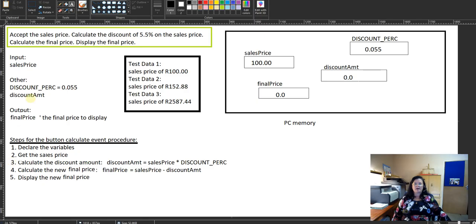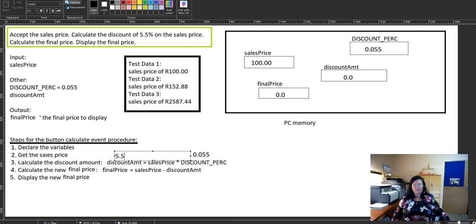Step number 3, calculate the discount amount. So what happens now? In the computer's memory, the value inside the drawer called sales price would be retrieved. So have a look over here. I've got 100, and then the value inside discount percentage would be retrieved, which would be 0.055. And now we can do the calculation. 100 times 0.055, and the result will be 5.5.